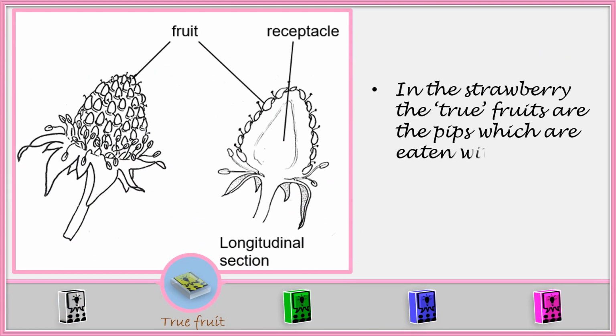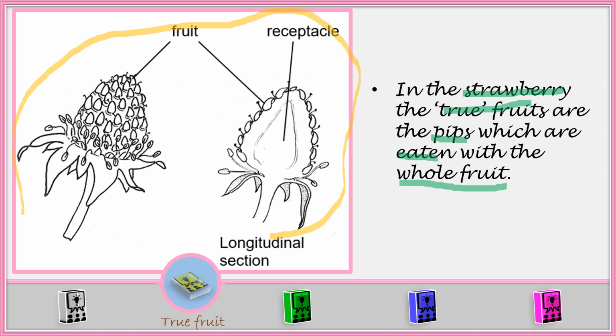Now here in the strawberry, the true fruit are the pips, which are eaten with the whole fruit. Now here we have our strawberry fruit. The whole of this one is a fruit. Here we can see the fruit, with the mature ovaries still present.